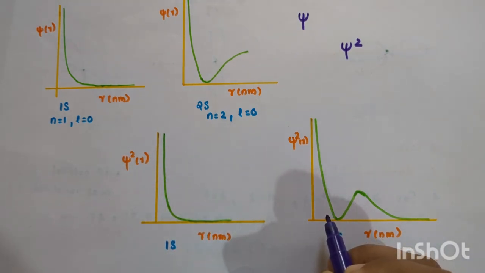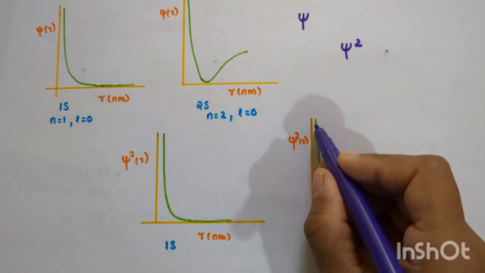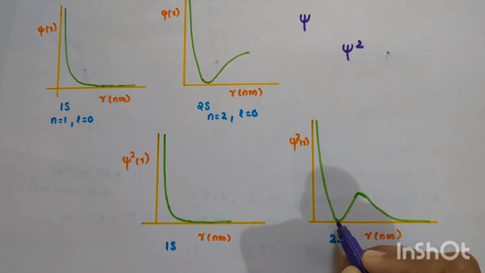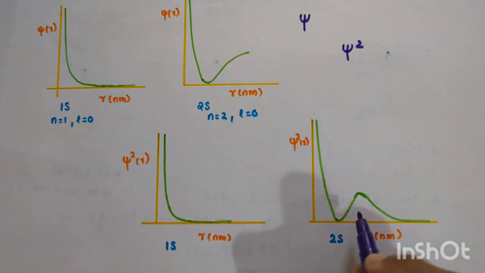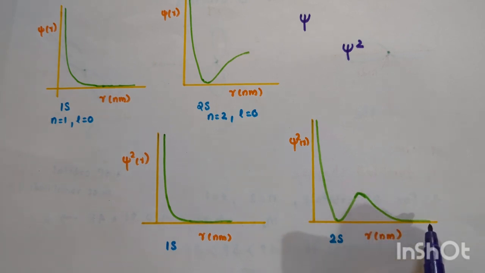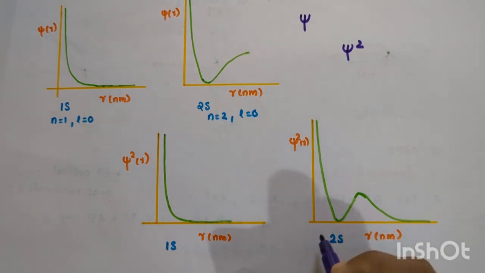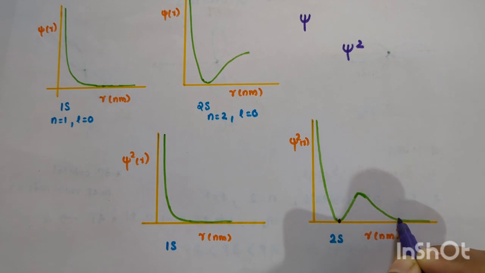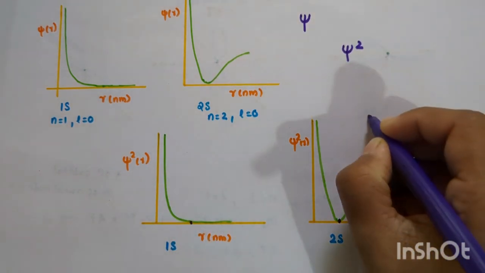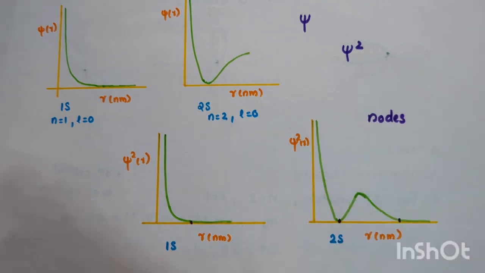For 2s orbital, the probability density first decreases sharply to 0. Then again it starts increasing. After reaching a small maximum, it decreases again and approaches 0 as the value of r increases further. So, the region where this probability function reduces to 0 is actually called nodal surfaces or nodes.